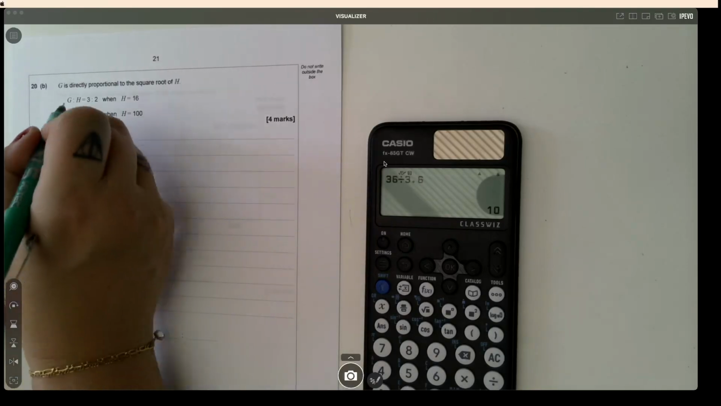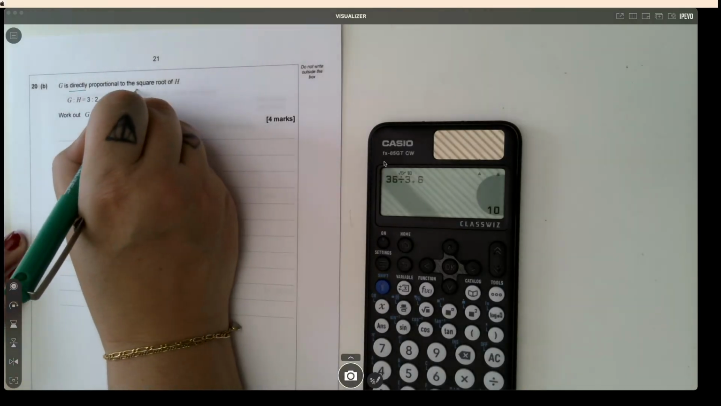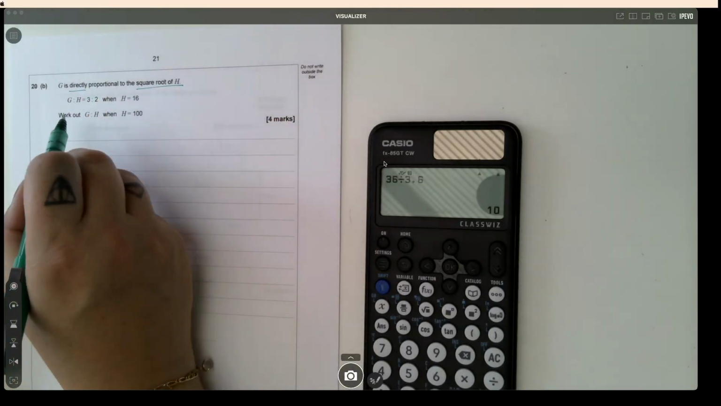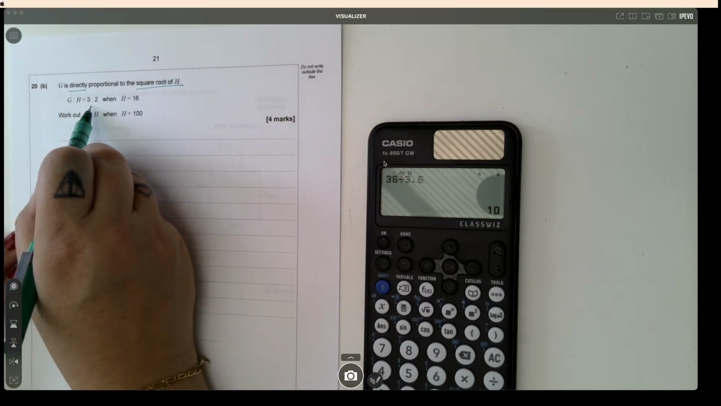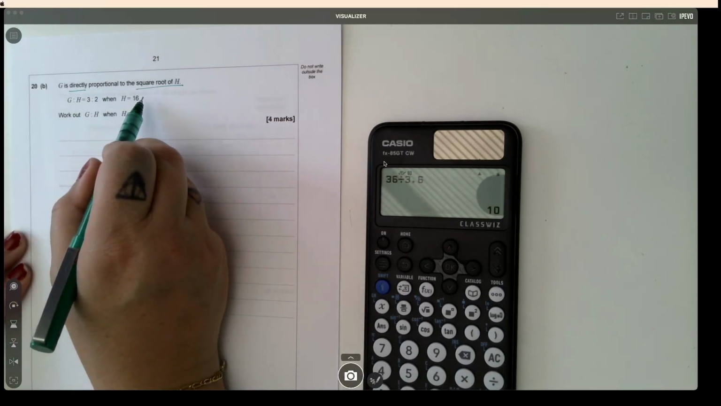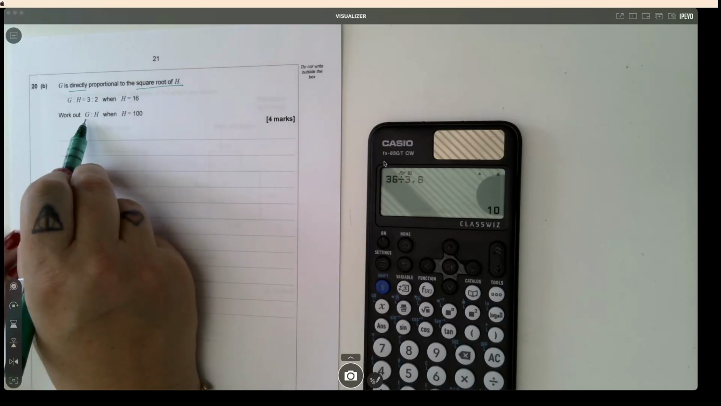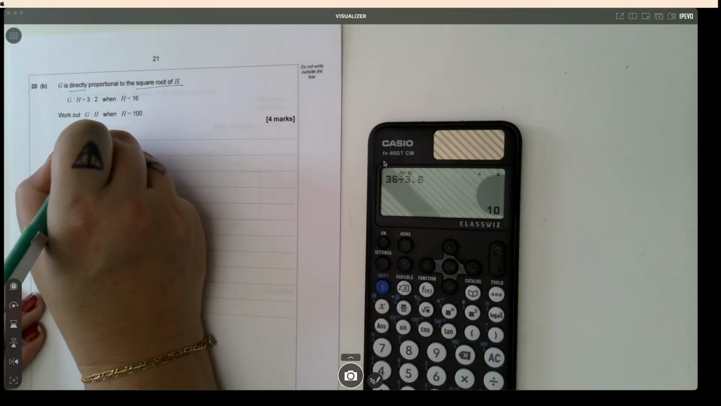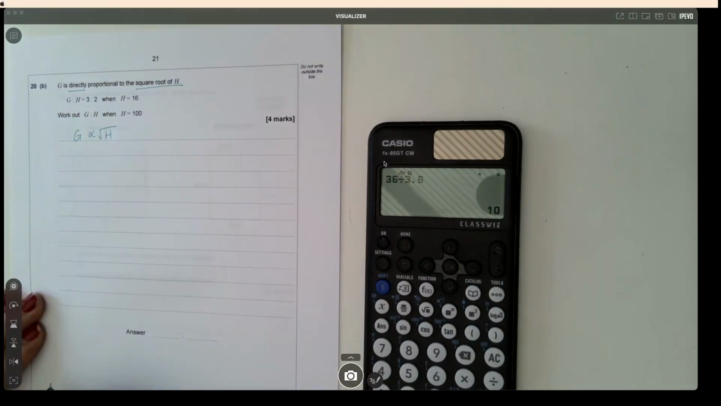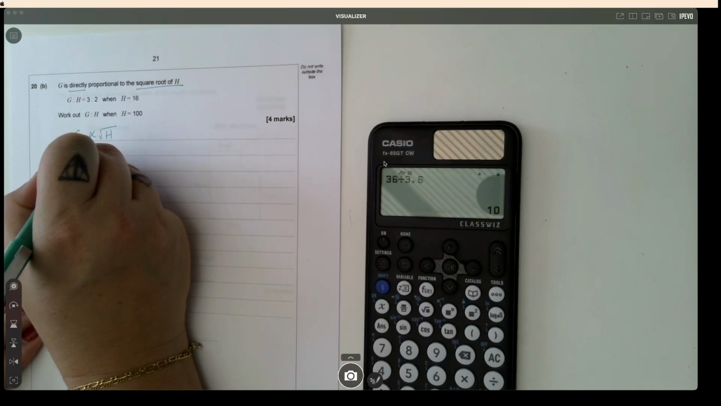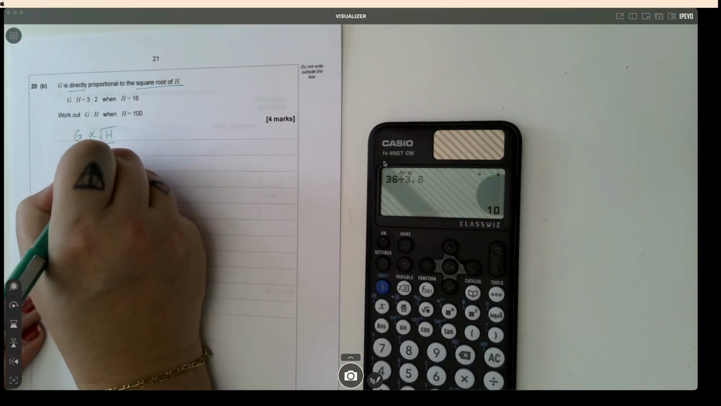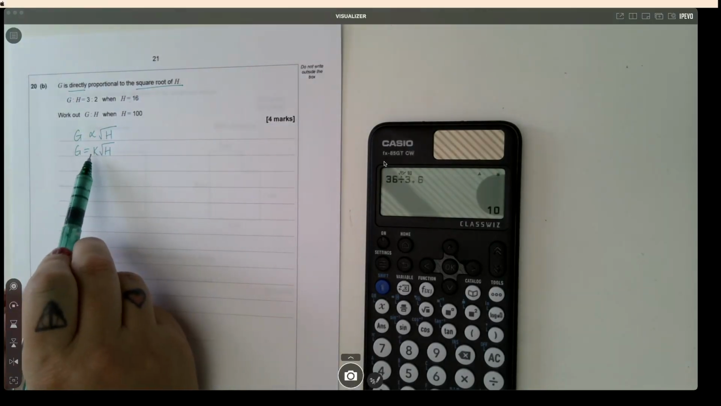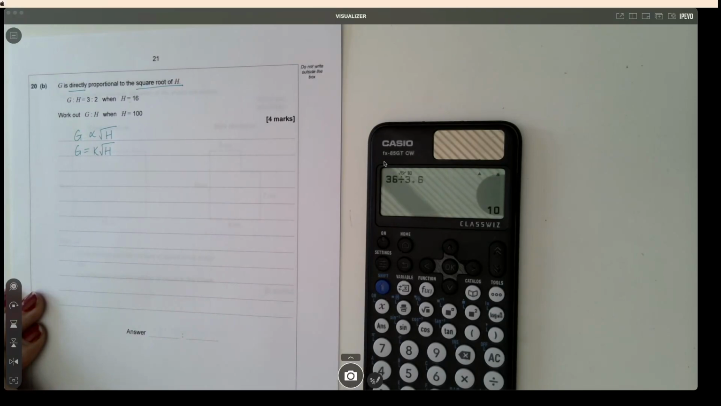20b. G is directly proportional to the square root of h. G is 3 to 2 when h equals 16. Work out G when h equals 100. Okay, so G is directly proportional to the square root of h, which we can write as G equals k times the square root of h. k is that constant of proportionality.